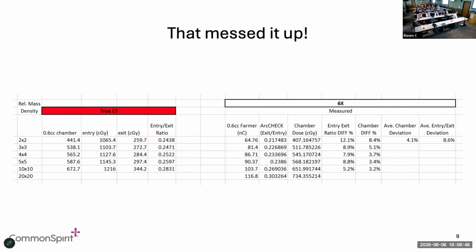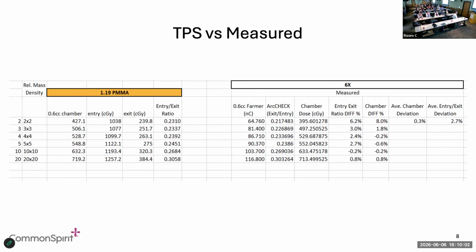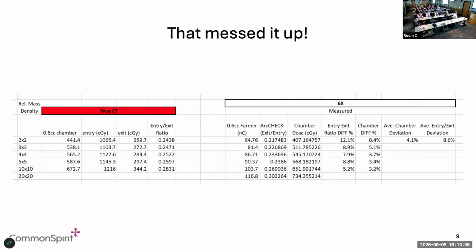Well, the very next step was, okay, let's see, without overriding anything, what happens when I just use the HU number, no density override, no composition. The previous slide was actually the composition of PMMA, because I'm using Accuros. So here is no override. It doesn't know the composition, it's just HU. You can see that the chamber deviation is 4.1% positive, and the entry-exit ratio is 8.6.